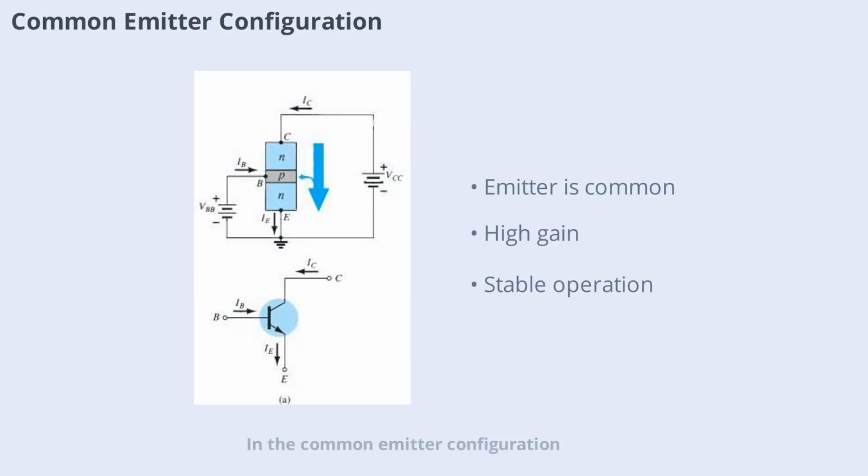In the common emitter configuration, the emitter is shared between input and output terminals. The input consists of base emitter, and the output consists of collector emitter. This setup is popular for amplification because it offers high gain and good stability. The diagrams show both PNP and NPN configurations, highlighting the common emitter's role in circuit operation.